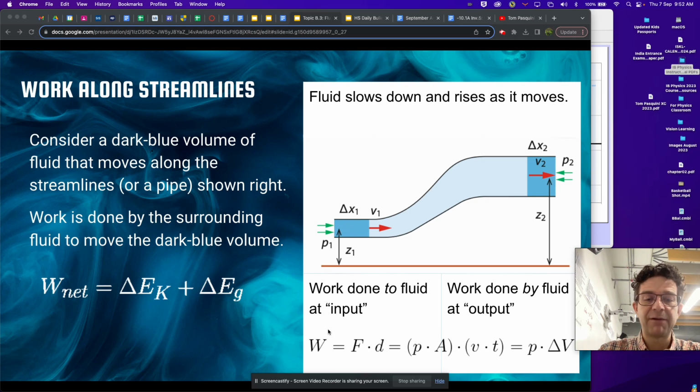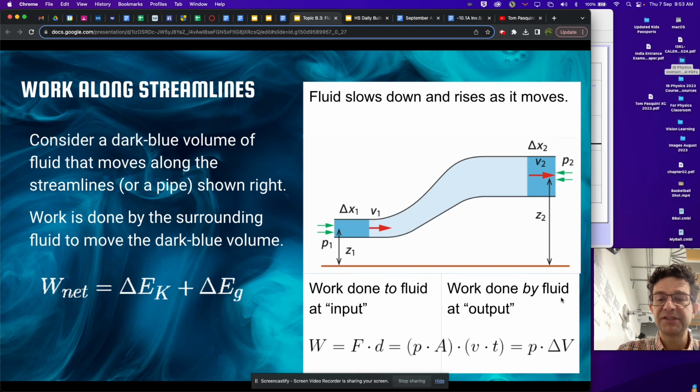Just to look at that one more time, we have the work being done by the fluid that's not shown here, pushing this chunk of fluid to the right. The work is the force times the displacement. The force is the pressure times the cross-sectional area, and the displacement is the velocity times the time. Area times displacement is the change in volume, so the work done is the pressure times the change in volume.